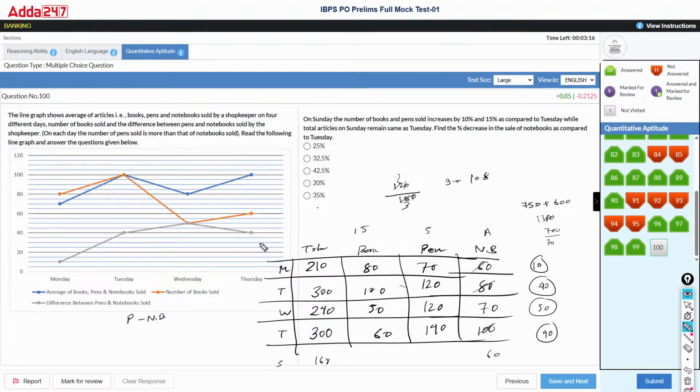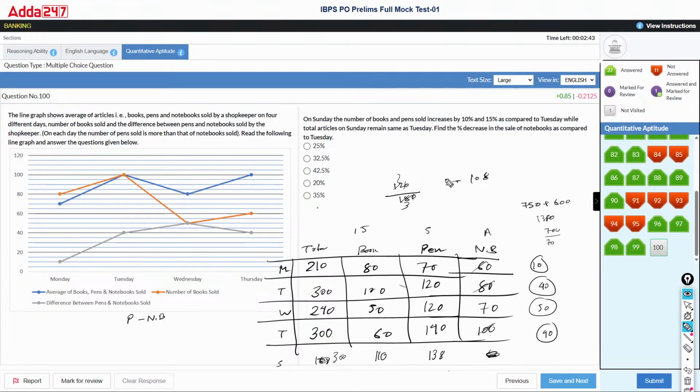On Sunday, the number of books and pens increase compared to Tuesday. So 10% books and 15% pen. 15, 3 by 20, 3 by 20, 18. So 138. While total article remains same, that of Tuesday. So that is 300.